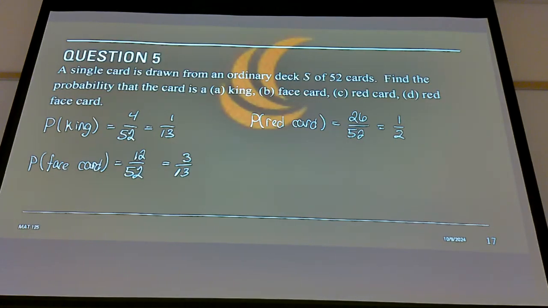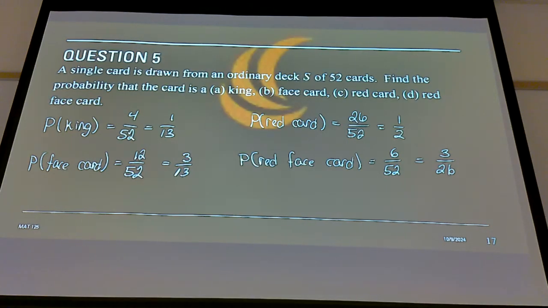So red card 26, king 4, face card 12. Red face card: there are 6 red face cards. So 3 in 26. I better write it down and save myself.